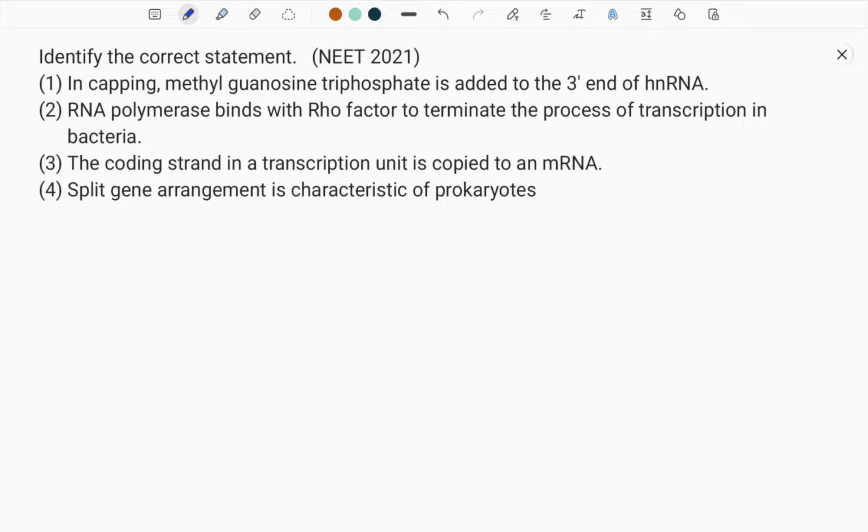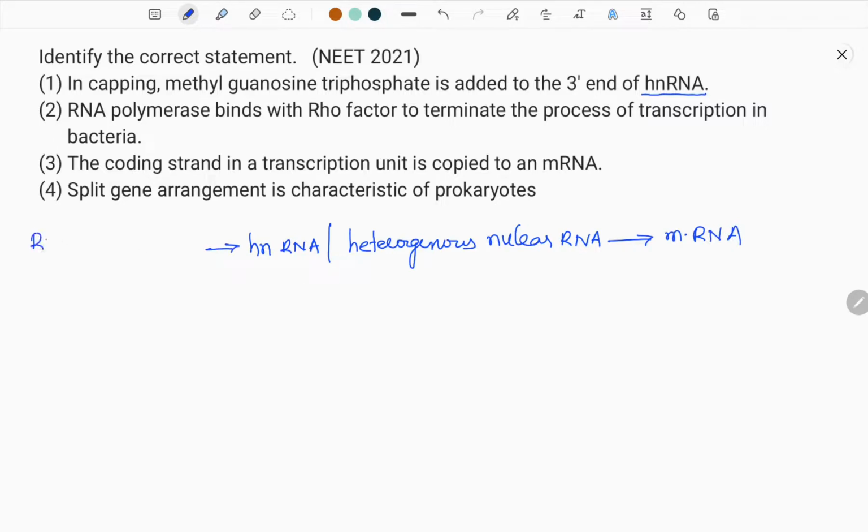In capping, methyl guanosine triphosphate is added to third end of hnRNA. Let us see first, hnRNA means what? hnRNA is heterogeneous nuclear RNA. This RNA is the precursor of mRNA. That is, mRNA is formed from this hnRNA, and this hnRNA is formed by RNA polymerase 2.